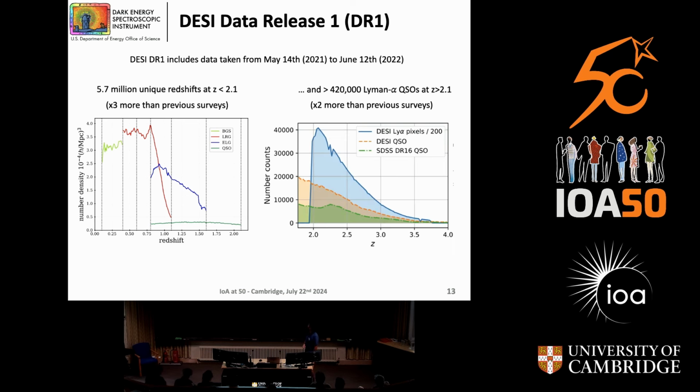And then if you go to higher redshift, above redshift 2, we also have these quasars that I was mentioning that we use for the Lyman alpha forest. So we have 420,000 lines of sight that we observe with this Lyman alpha forest technique that I will describe briefly. And that's also a factor of 2 more than previous surveys combined, with only the first year of DESI data.